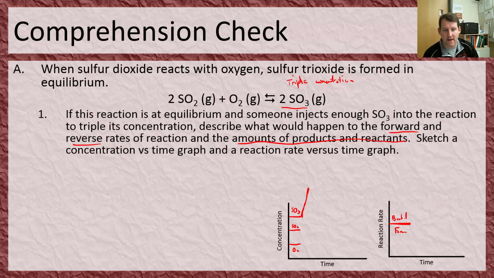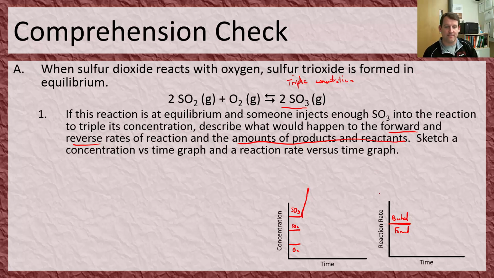And at this point, you have to ask yourself, if we were to triple this concentration, what would happen to the backwards reaction immediately, and then what would happen over time to the forward reaction? All right, give that a shot. Hit pause on the video and try and do that. Okay, awesome. So we're back.